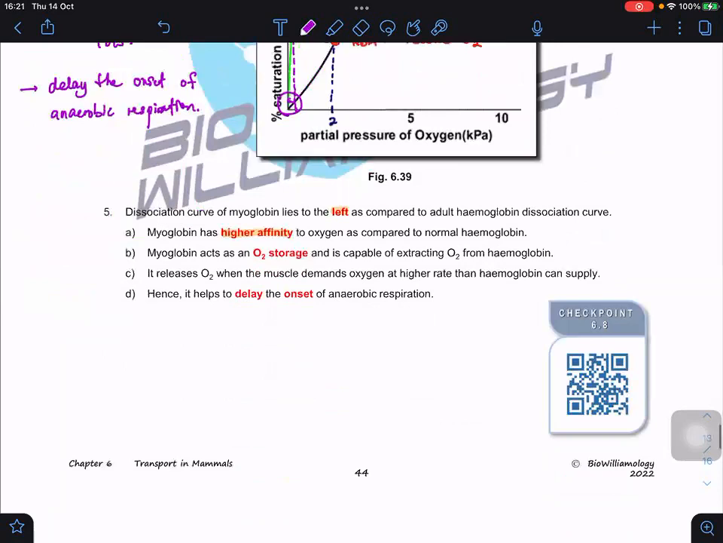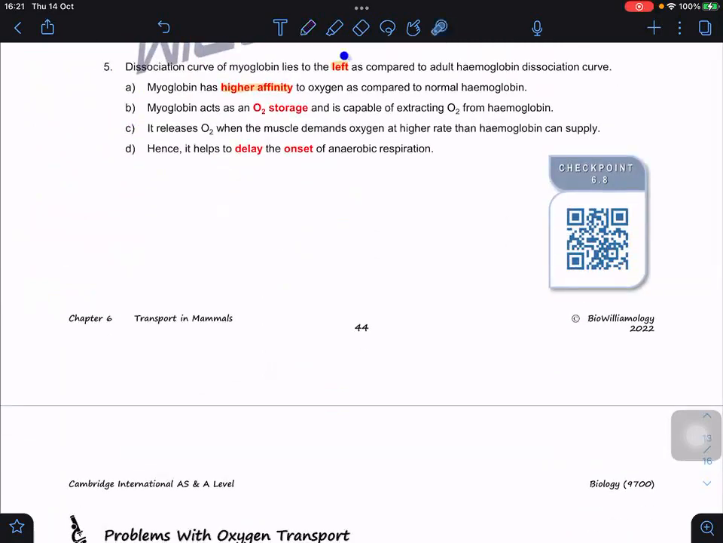So this oxygen curve, as I said, lies to the left of adult hemoglobin, so they have high affinity. Their role is to act as O2 storage. They have the capability to extract O2 from hemoglobins. Just now we said hemoglobin releases O2, and then myoglobin takes the O2. They only release O2 when the muscle demands oxygen at a higher rate than hemoglobin can supply. Therefore, we can delay the onset of anaerobic respiration.